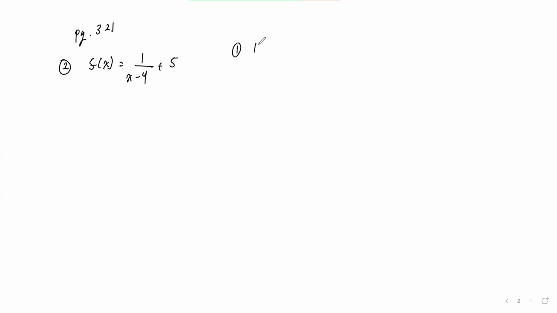So the first thing I need to do is determine the parent function. I'm just going to call it f of x. I think it calls it something else, g of x or whatever. Basically, if you got rid of all the numbers, what would you be left with? In this case, this 1 is part of the function, but this minus 4 and this plus 5 is extra. What I like to teach my students, especially in high school, is to circle everything that looks to be extra. And I can see that I'm left with 1 over x. So 1 over x would be my basic function that has either been shifted, reflected, stretched, or compressed.